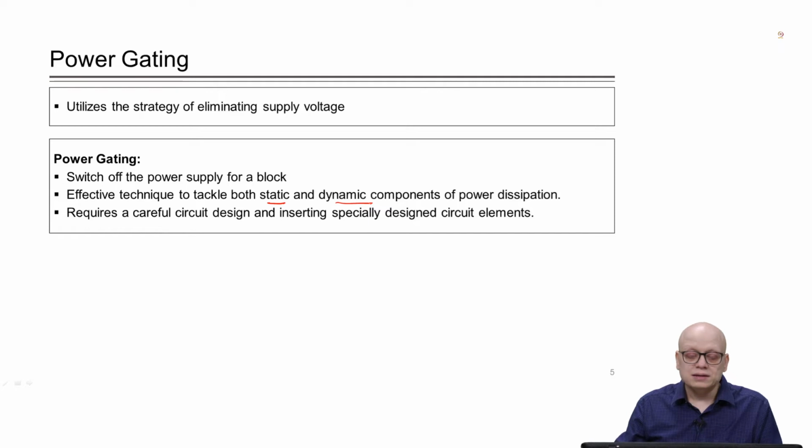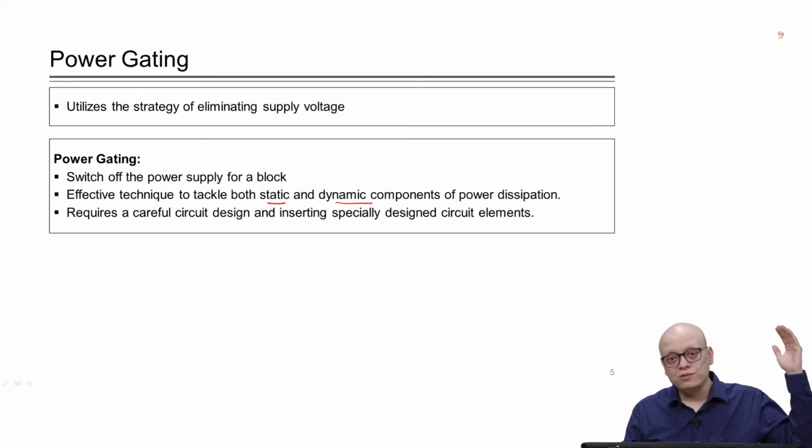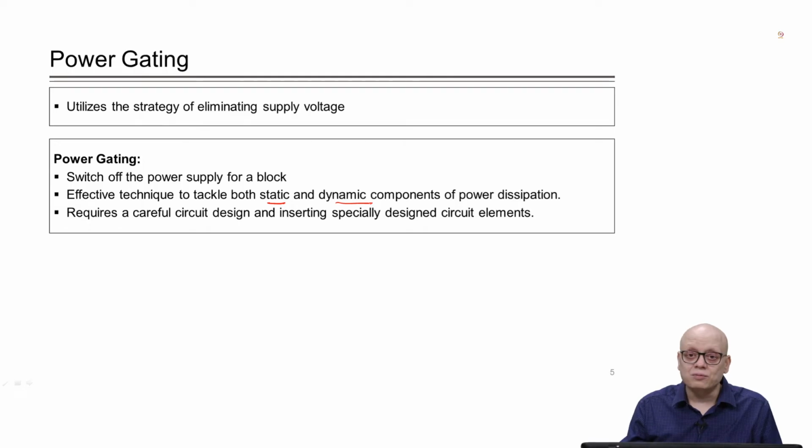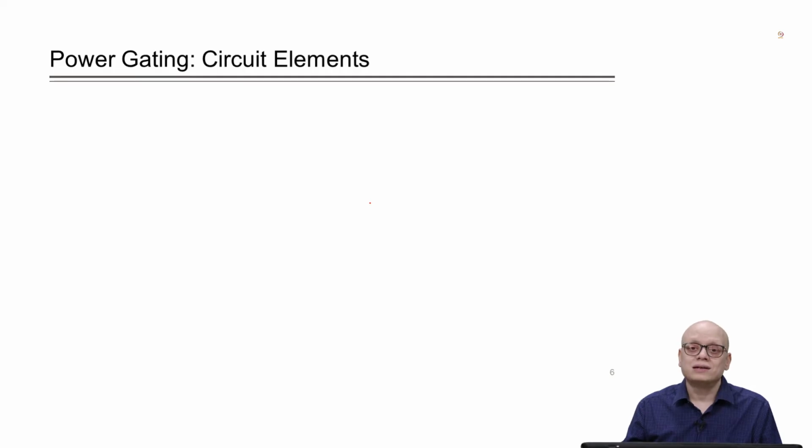However, this power gating technique requires careful circuit design. We need to be very careful about how we power down our circuit, how we power up our circuit, and whether the states in our circuit are correct when we power up again. These kinds of complications need to be handled in the circuit design, and we also need to insert some special circuit elements to implement the power gating technique. So, let us look into a few such circuit elements.